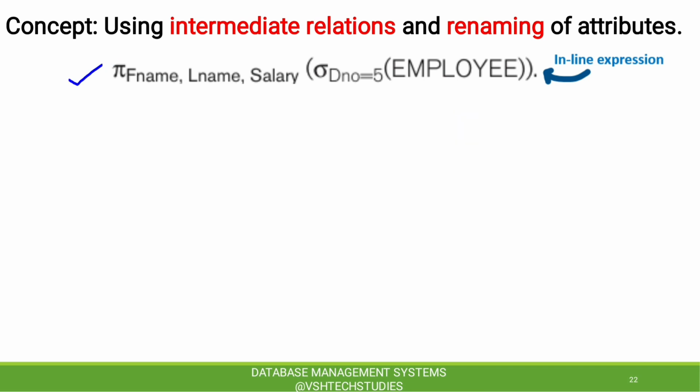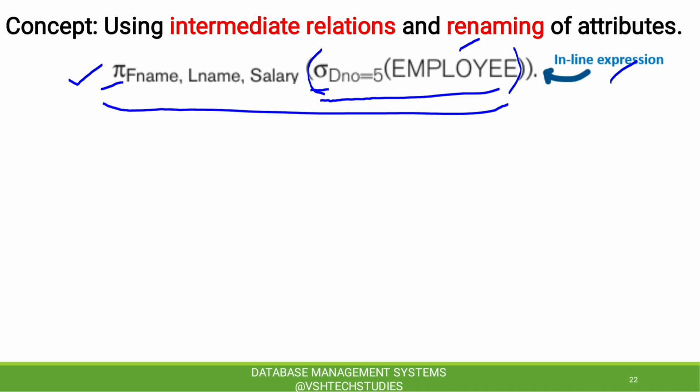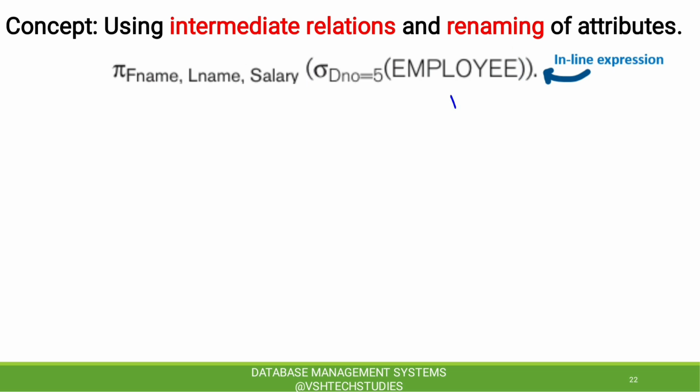So let us consider this inline expression, that is, a single relational algebraic expression which has multiple operations. Here the select operation is present, then the project operation. Always the inner one is executed first. So first the select operation is done on the employee input relation, then on whatever result it gives, the project operation is done.